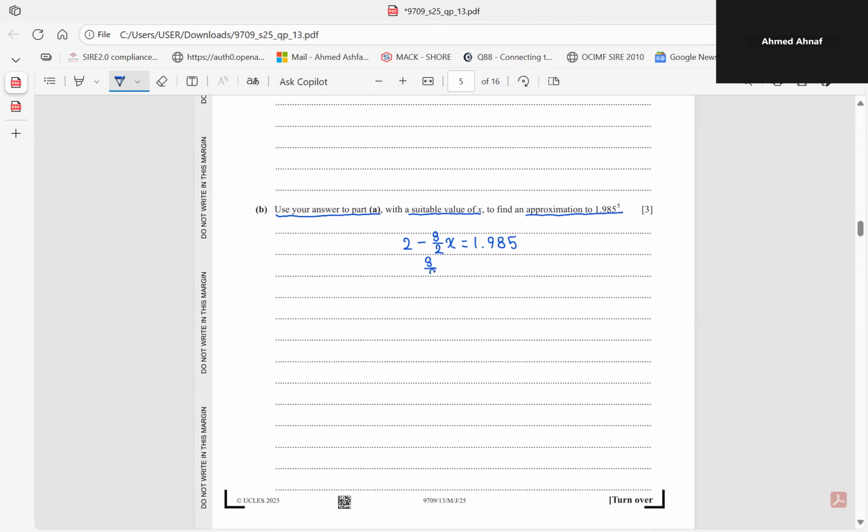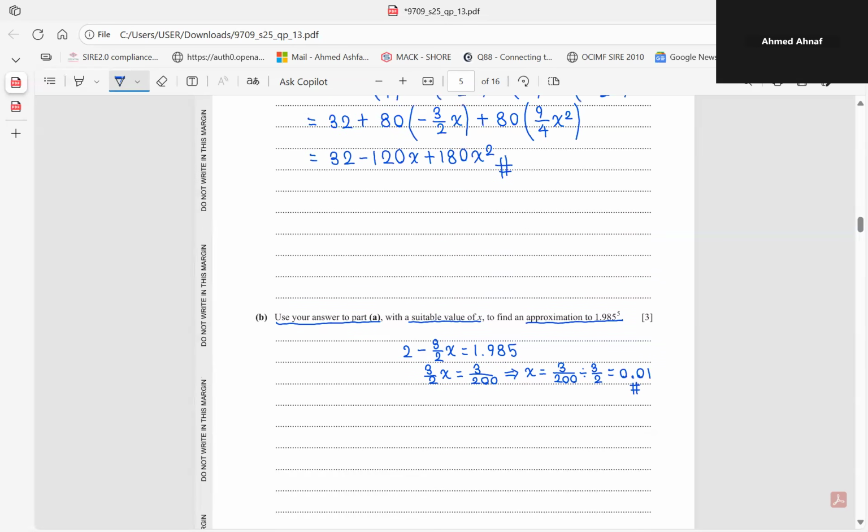Okay, and we can just solve for x. So make 3 over 2x the subject. That is just 2 minus 1.985, which is 3 over 200. And then x would just be equal to 3 over 200 divided by 3 over 2. So this would give you 0.01.